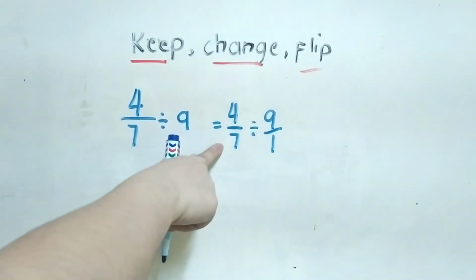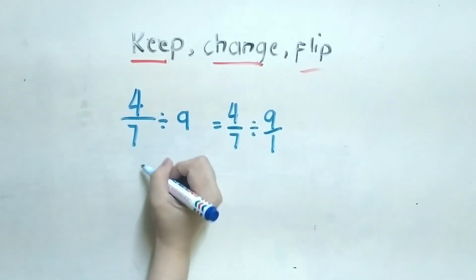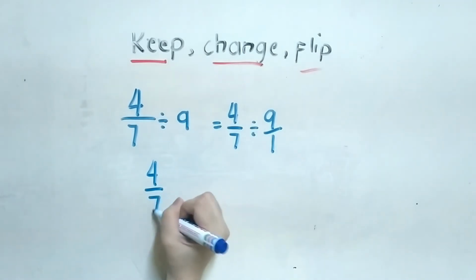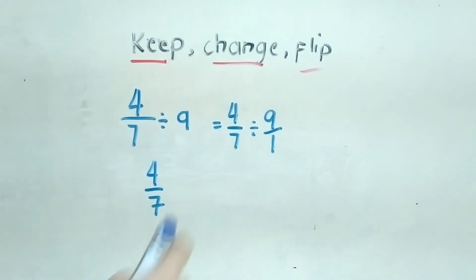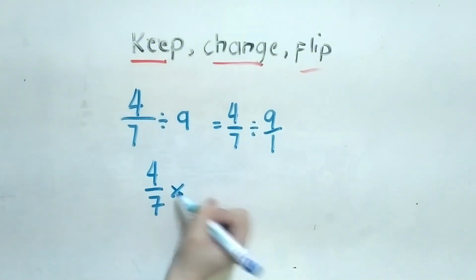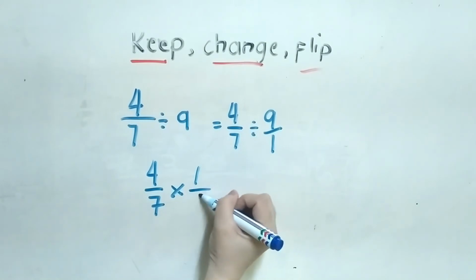Then, do this, keep, change, and flip. So, keep, copy the 4/7. Then, change. Change natin ang division into multiplication. And then, flip. Magiging 1/9.